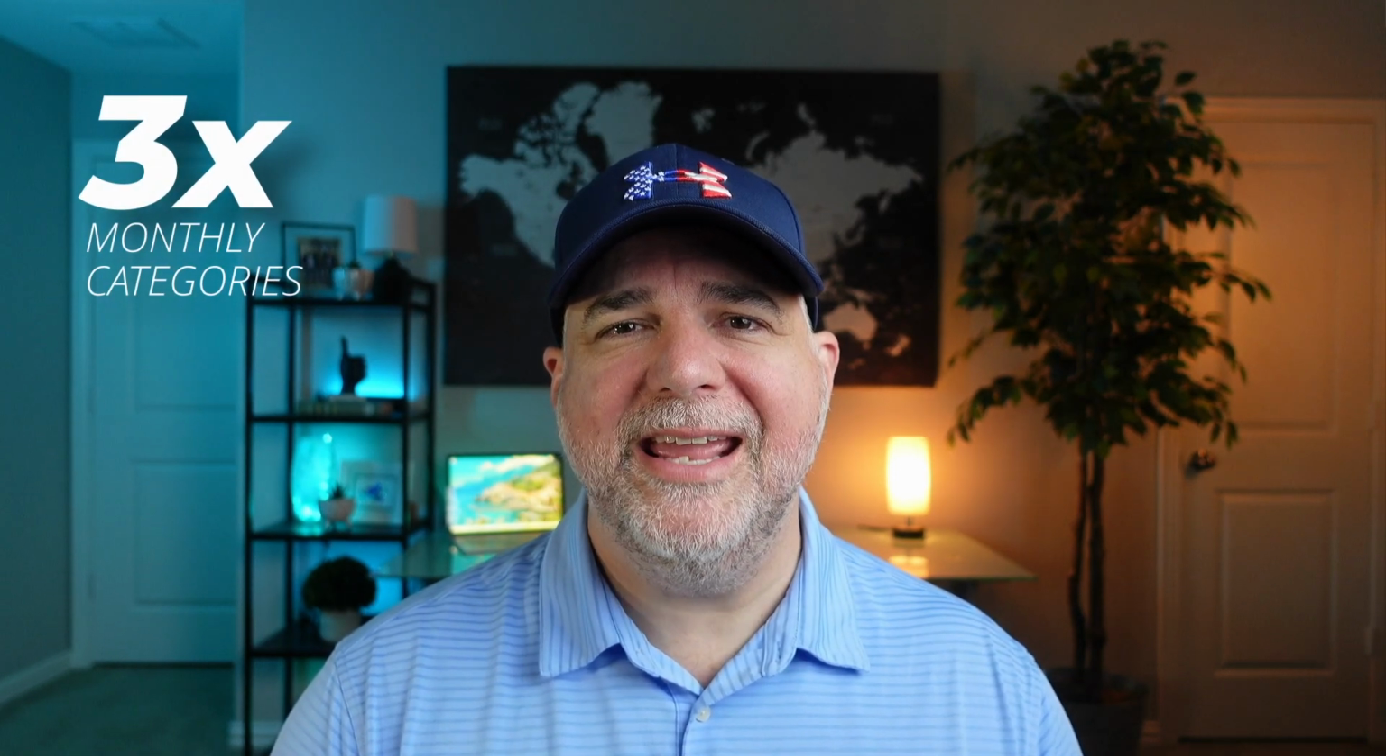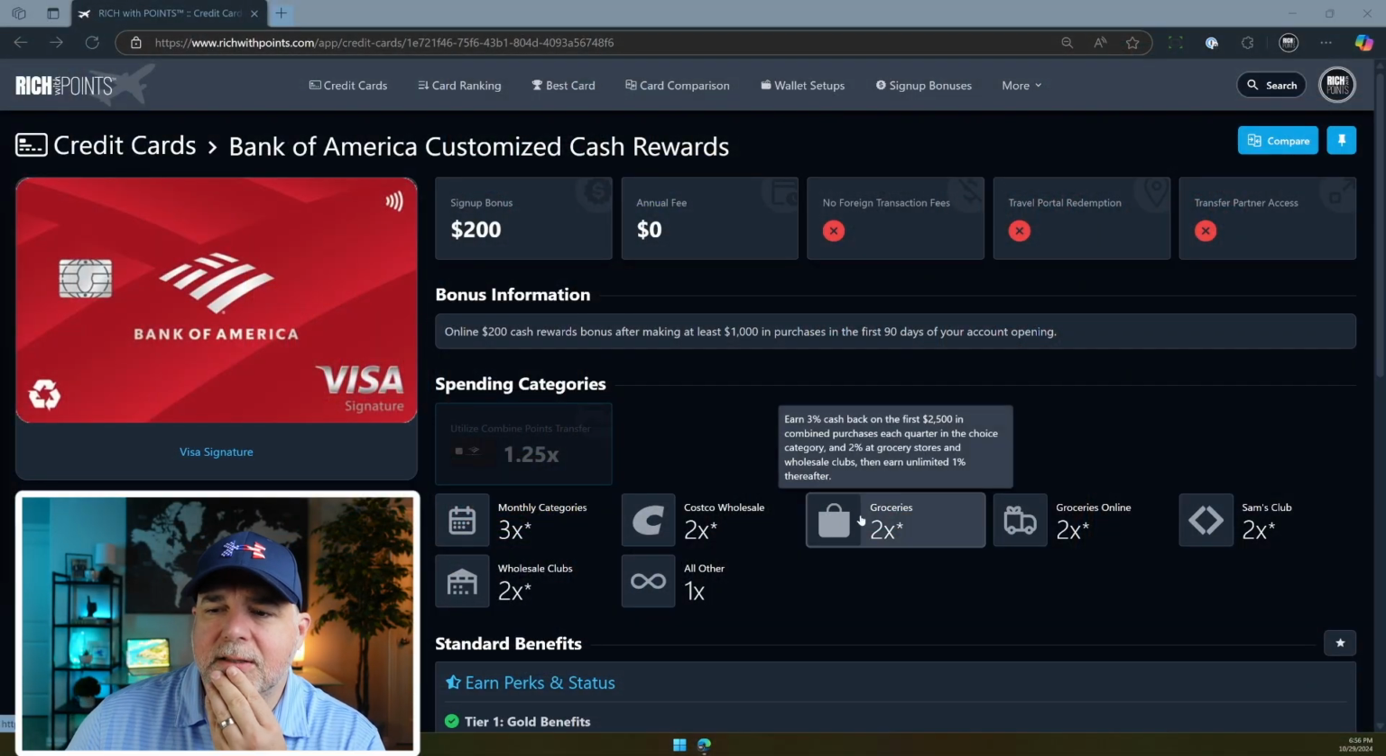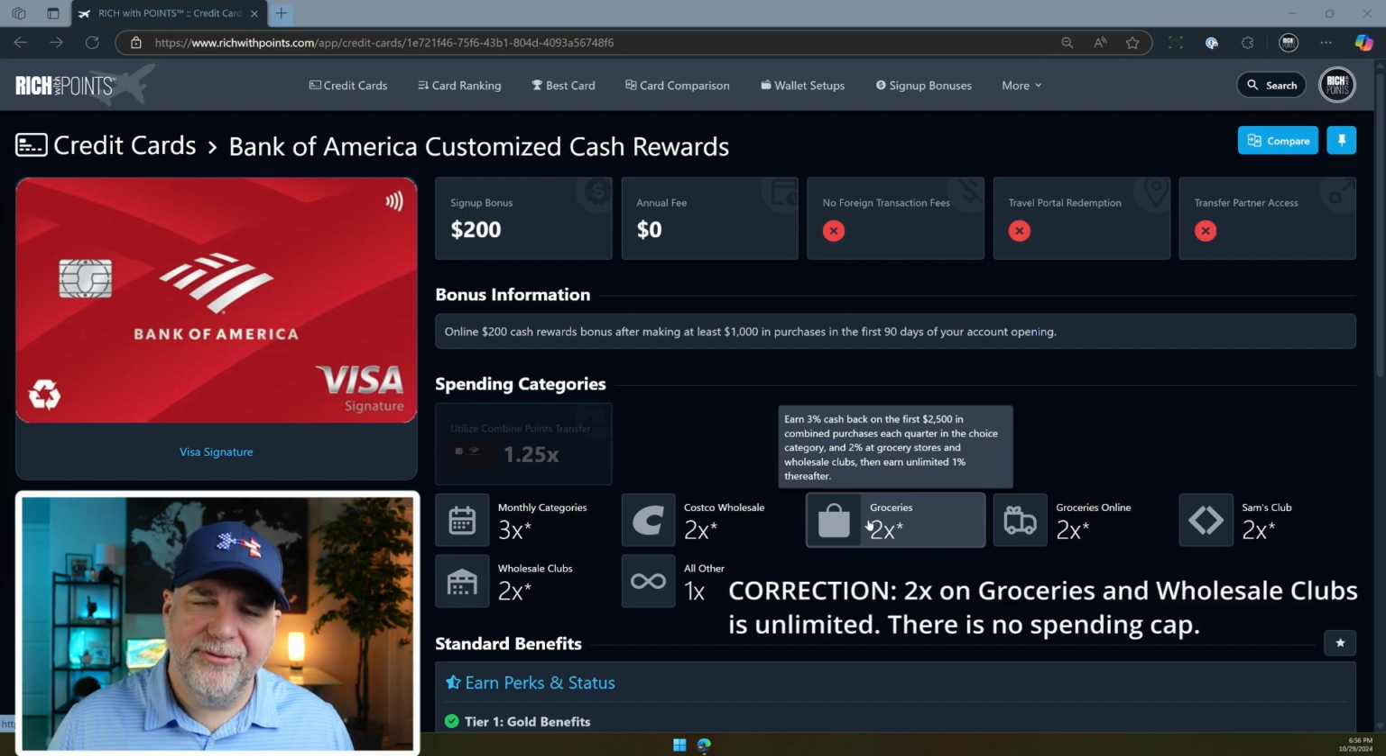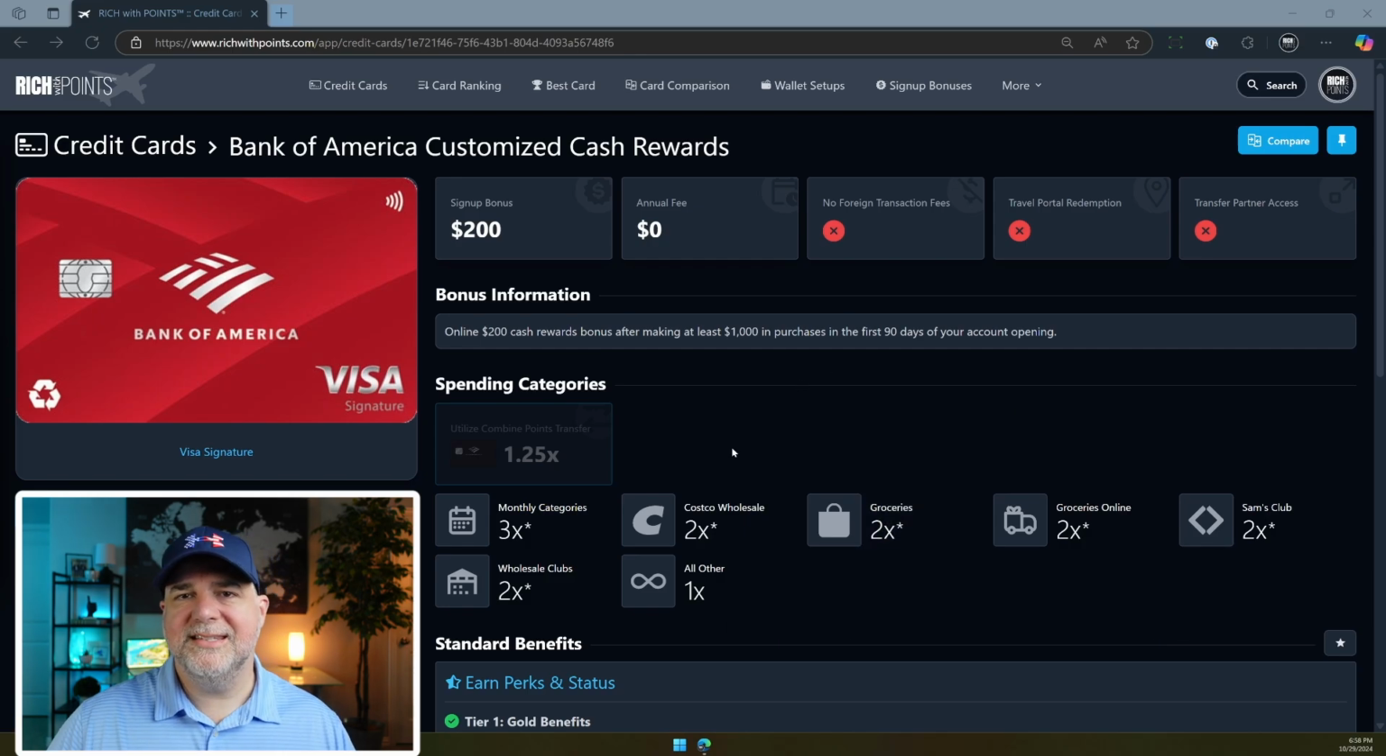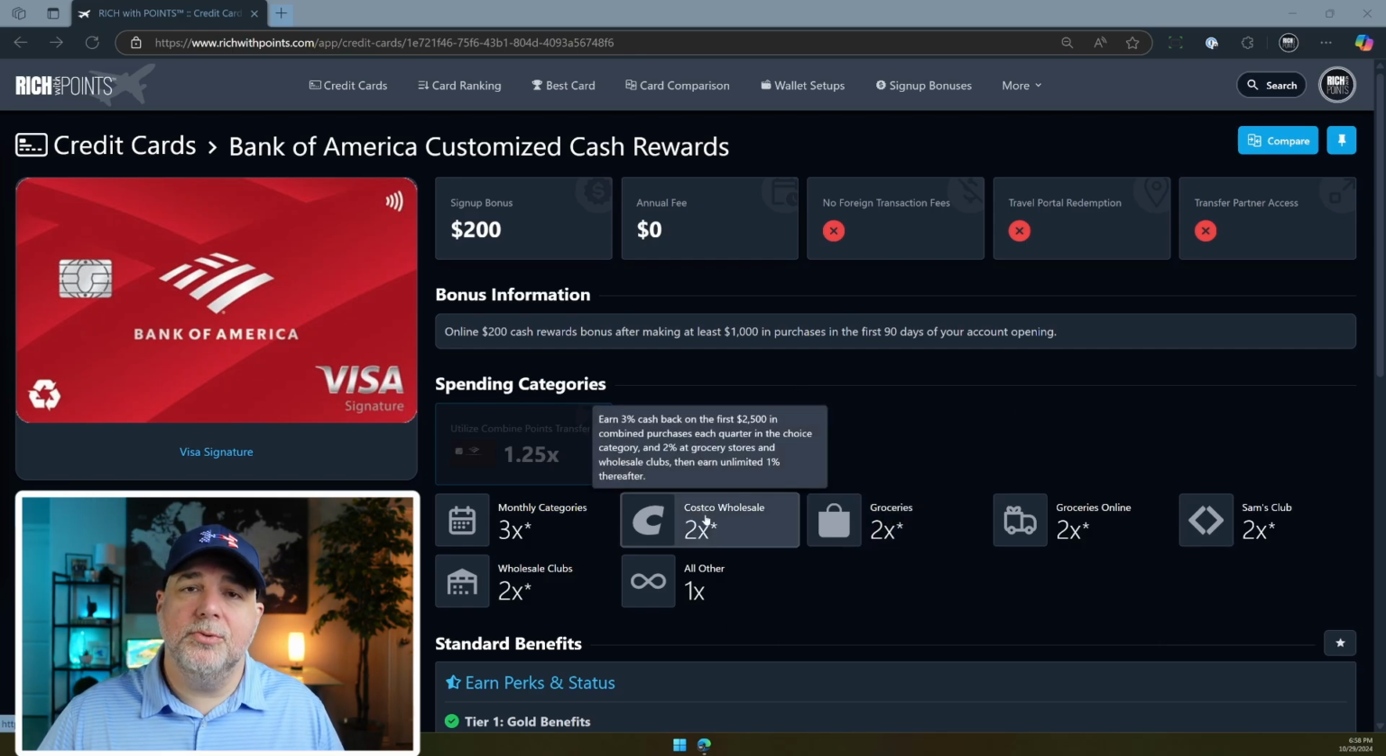For spending categories, honestly, this is a weird one. We're gonna spend a little time breaking this down, but you get 3x on monthly categories, you get 2x on groceries, you get 2x on wholesale clubs, and 1x on everything else. All right, so let's start with the groceries and the wholesale clubs. So you get 2x on those, but it's a combined $2,500 across a quarter for any of those. So if you do 1,000 in wholesale and 1,500 in groceries, then that's it. You're capped off for the rest of the quarter. And since it is a Visa, you can use it at Costco too, so that's good.